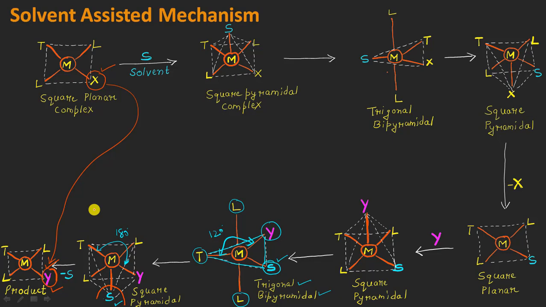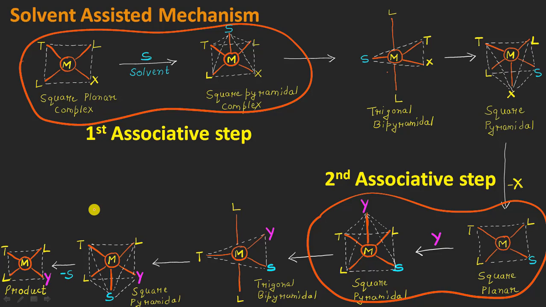The first, or the regular mechanism, was associative in nature, and then we have seen that there is another mechanism, which is the solvent assisted mechanism. But unlike the first mechanism, which contains a single associative step, the solvent assisted mechanism contains two associative steps. This is the first one here, in which the solvent is associating in this way with the complex molecule, and here is the second associative step, in which the Y is associating with the rest of the complex molecule in this way, right? So this is the main difference between the regular mechanism, which contains a single associative step, and the solvent assisted mechanism, which contains two associative steps.